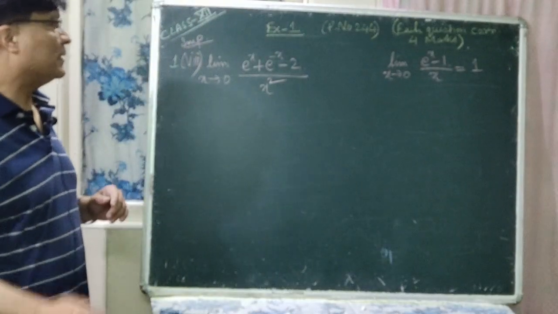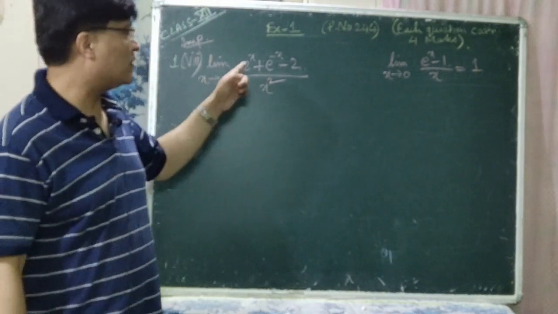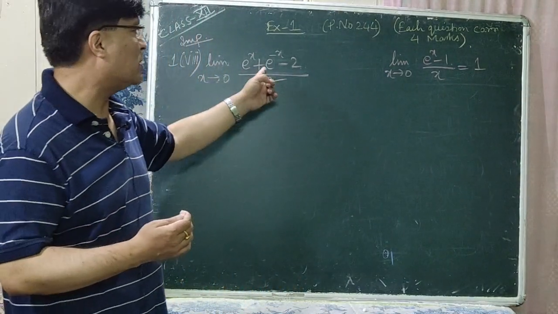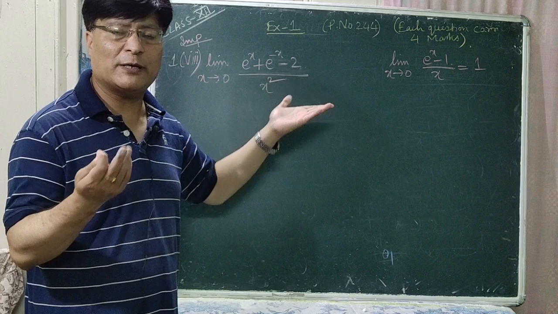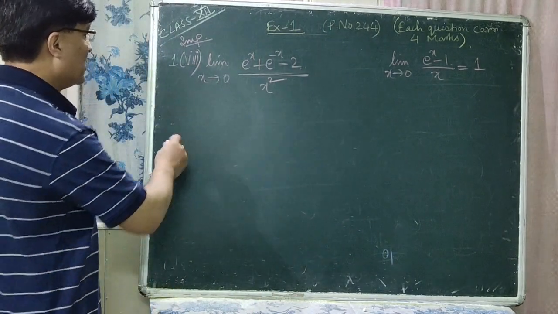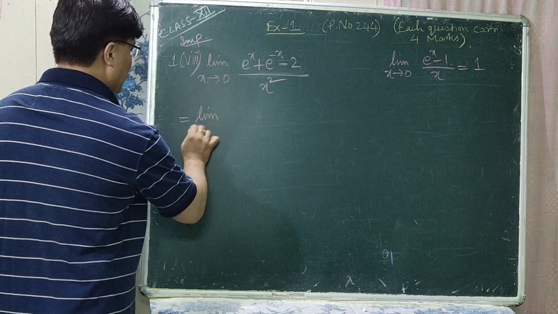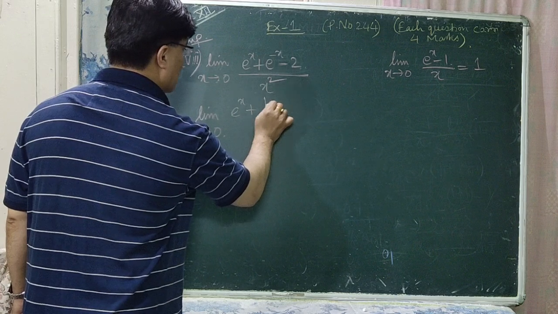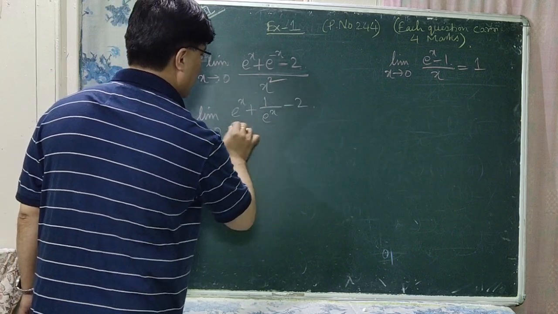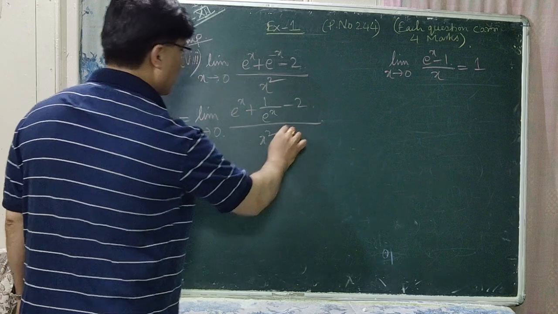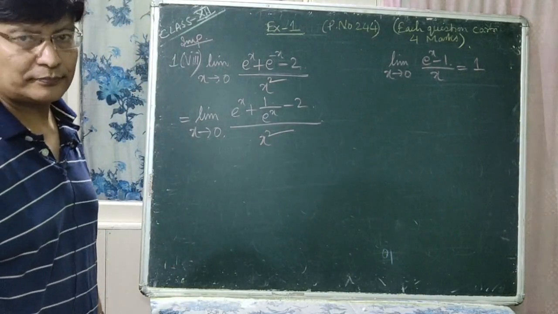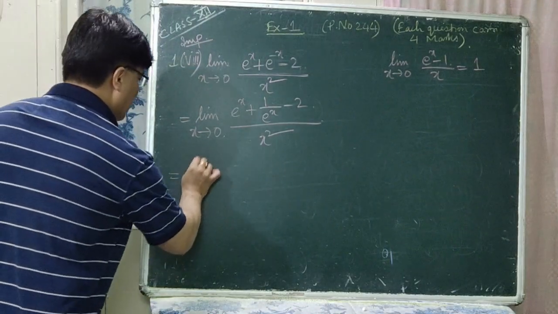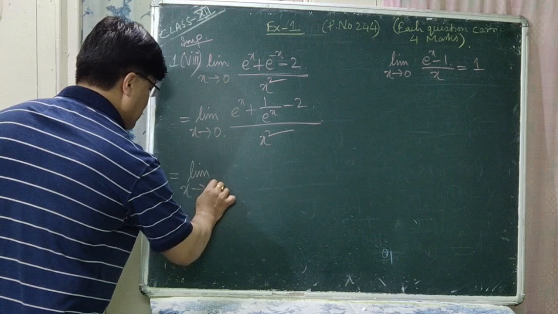Okay, now in this case let us convert this e to the power minus x into the form of 1 upon e to the power x. This is e to the power minus x is given. If you simplify it, it becomes 1 upon e to the power x, isn't it? So which is equal to limit x tends to 0, this is e to the power x plus 1 upon e to the power x minus 2 whole divided by x square. Is that understood?